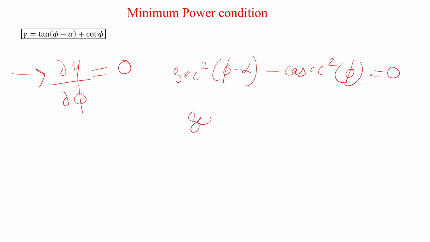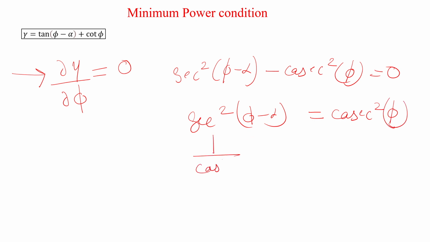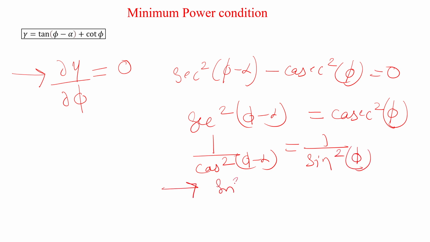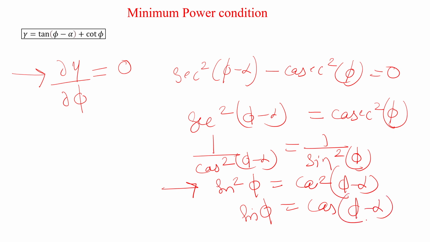So it means sec square (phi minus alpha) equal to cosec square phi. Sec can be written as 1 upon cos. So 1 upon cos square (phi minus alpha) equal to 1 upon sine square phi. It can be written as sine square phi equal to cos square (phi minus alpha). We can remove the square because both are equal. Then sine phi equal to cos(phi minus alpha).